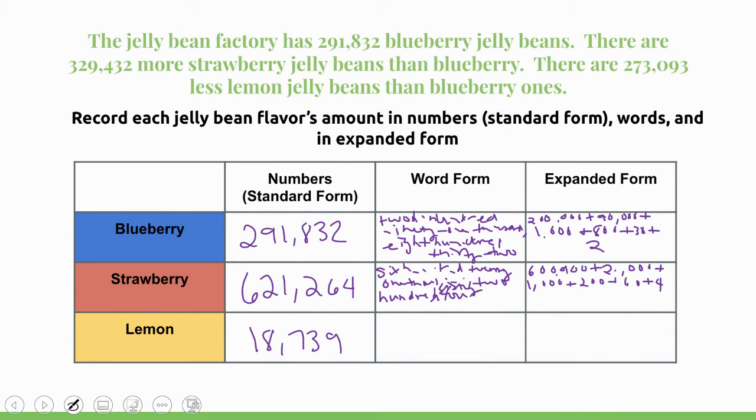And then finally the lemon. 18,739, and 10,000 plus 8,000 plus 700 plus 30 plus 9. Okay?